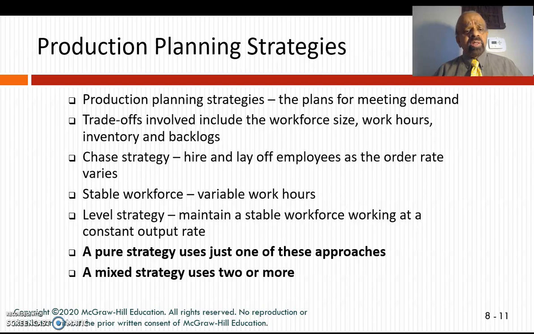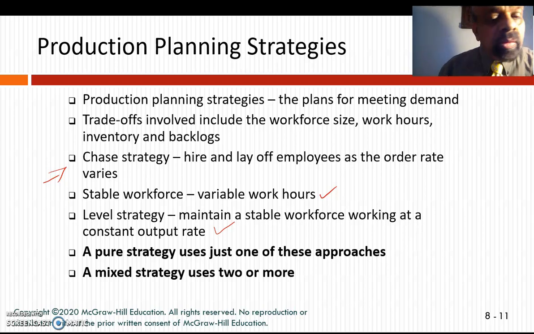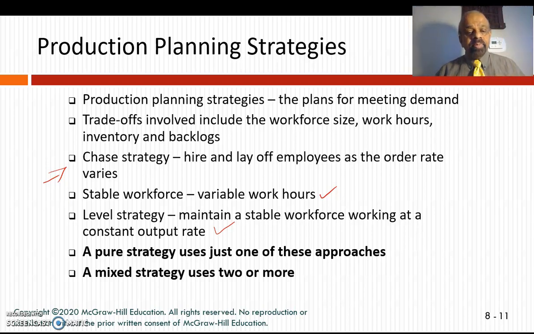Production planning strategies have different plans, like I talked about. The first one is what is called a chase strategy. Here we are going to hire or lay off employees as the order rate varies. A stable workforce but variable work hours is another strategy. A level strategy is to maintain a stable workforce, putting out a constant output rate. A pure strategy uses one of these approaches. A mixed strategy uses a combination of these approaches. Those are the different strategies.